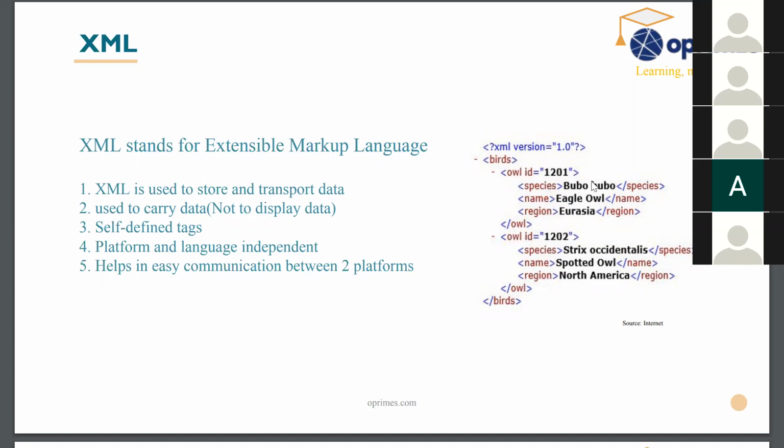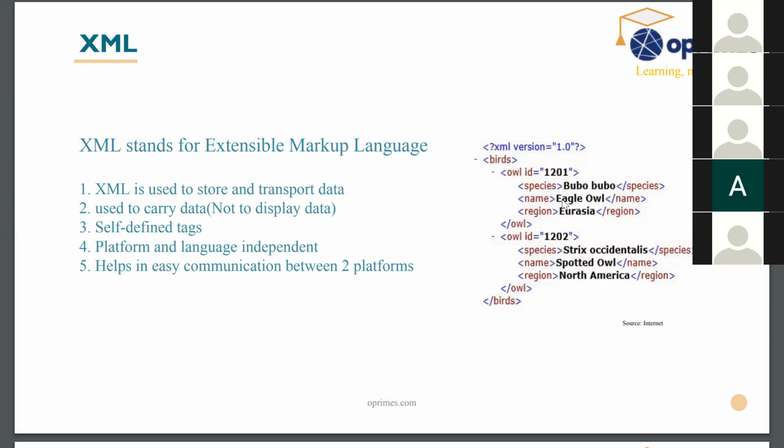And there is some small description about each child, as one of you said. What kind of species it is, what is the name of the owl, and what is the region it belongs to. And child 2 says the same thing: what species it belongs to, what name it has, and what region it belongs to.